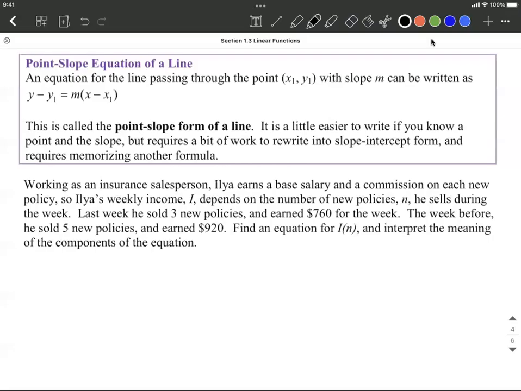Okay, point slope form of a line is given by this equation. y minus y1 equals m times x minus x1. So x1, y1 is going to be some point we know is on the line. m is going to be the slope of the line. We can always fill into slope-intercept form, y equals mx plus b, but this one is handy in certain circumstances, especially if you know a point and a slope.